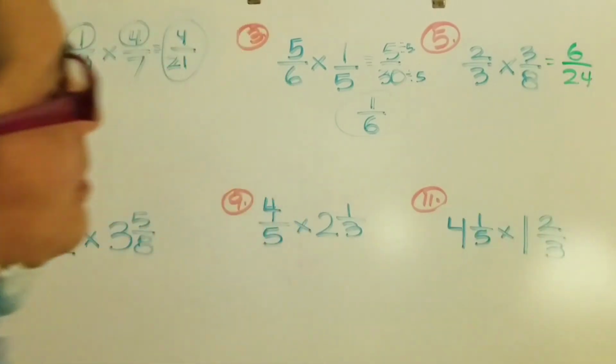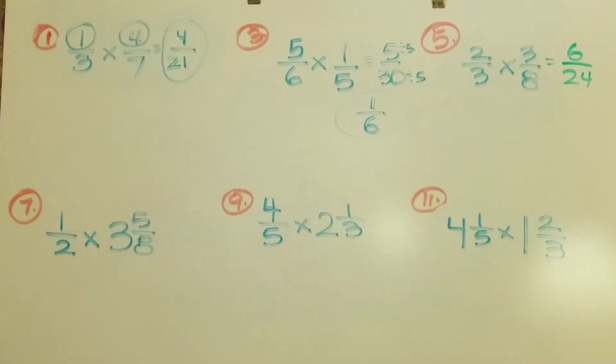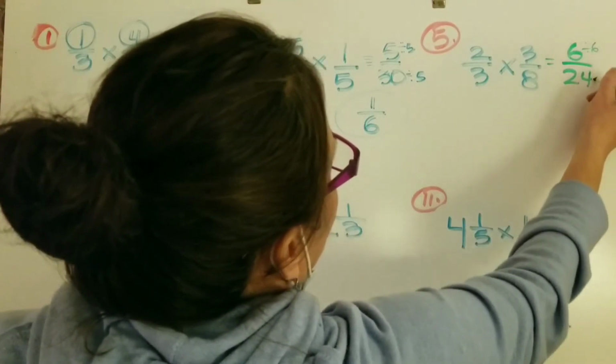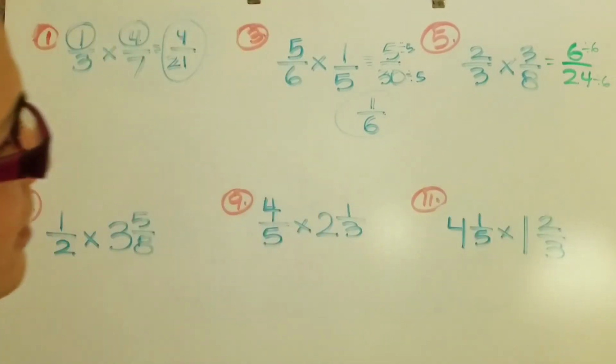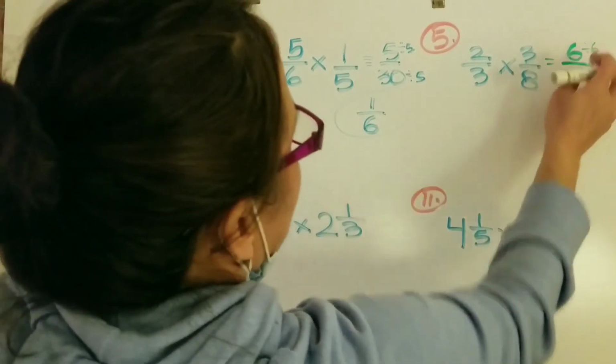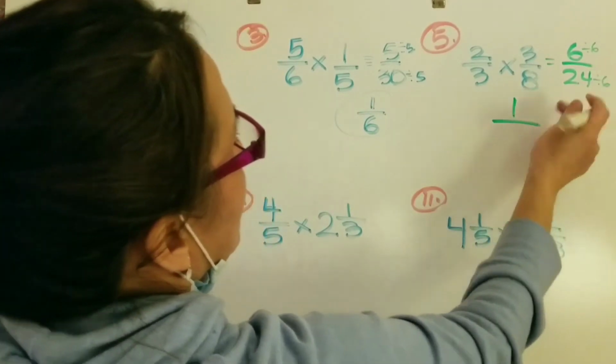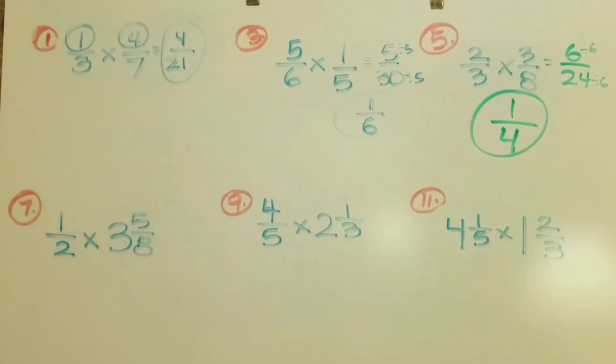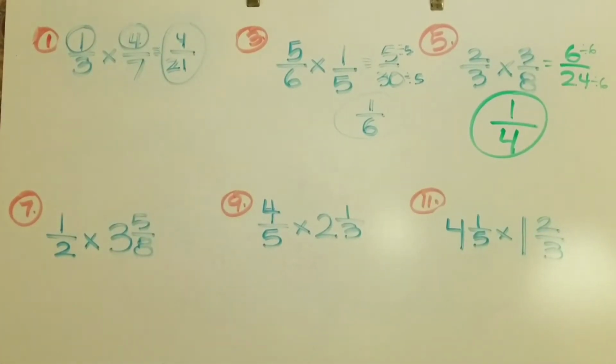Now it looks like this can be reduced as well. So both can be divided by 6. So we'll go ahead and divide numerator and denominator by 6. 6 divided by 6 is 1. 24 divided by 6 is 4. So we end up with 1/4 for number 5.